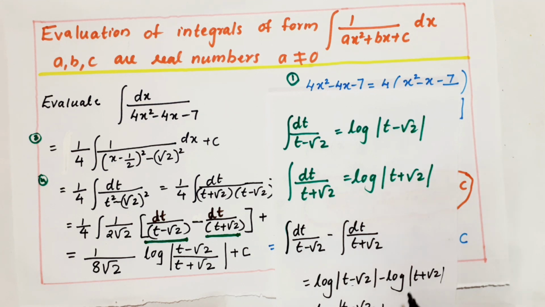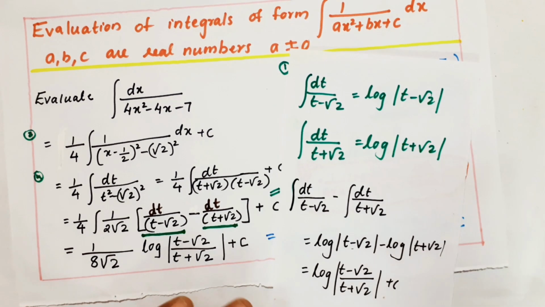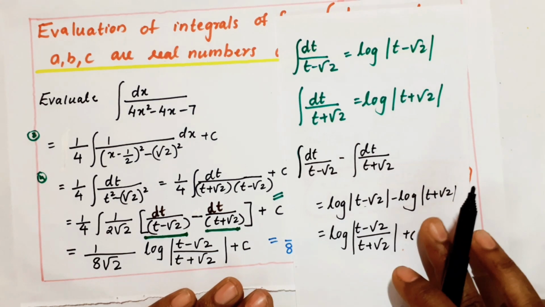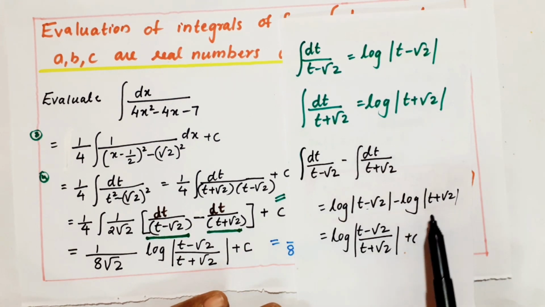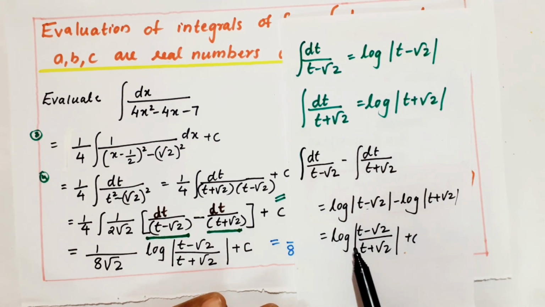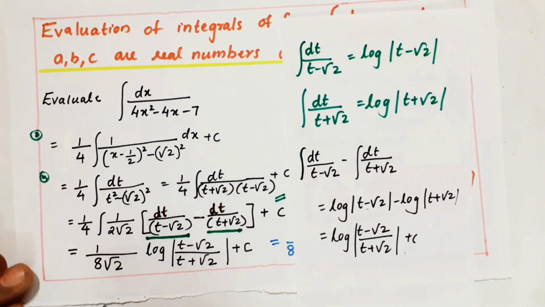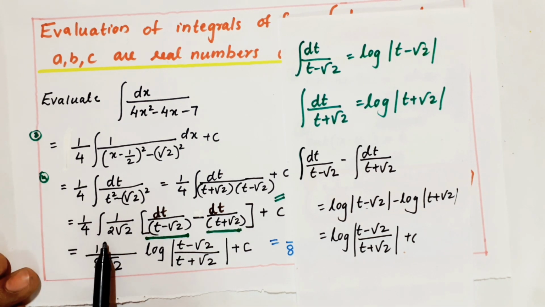This is in the form of log a minus log b. Log a minus log b, we can write as log of a by b. That is log of (t minus root 2) by (t plus root 2) plus c. That is this answer. 4 into 2 is 8. So it is 1 by 8 root 2 log of (t minus root 2) by (t plus root 2).